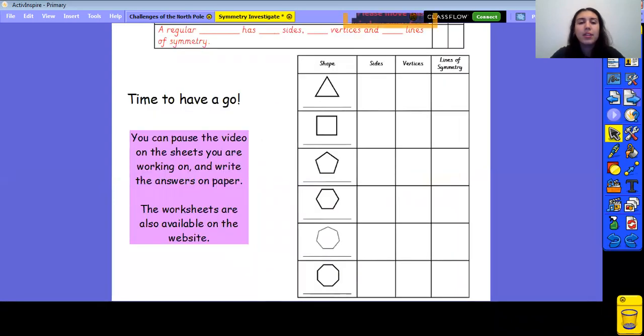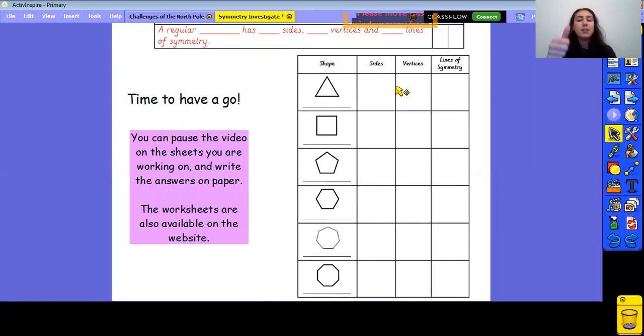So I'm going to skip those. I'm going to ask you to have a go. Now what you've got is a table here with a regular 3-sided shape, 4-sided shape, 5-sided shape, 6-sided shape, 7-sided shape, and 8-sided shape. All of these are regular. That means all of those sides are the same length. They're all equal. So what I'd like you to do is on the line, write the name of each of these regular shapes, write the number of sides, write the number of vertices, and write the number of lines of symmetry. I have on the school website prepared a Word document where you can print out these as well.